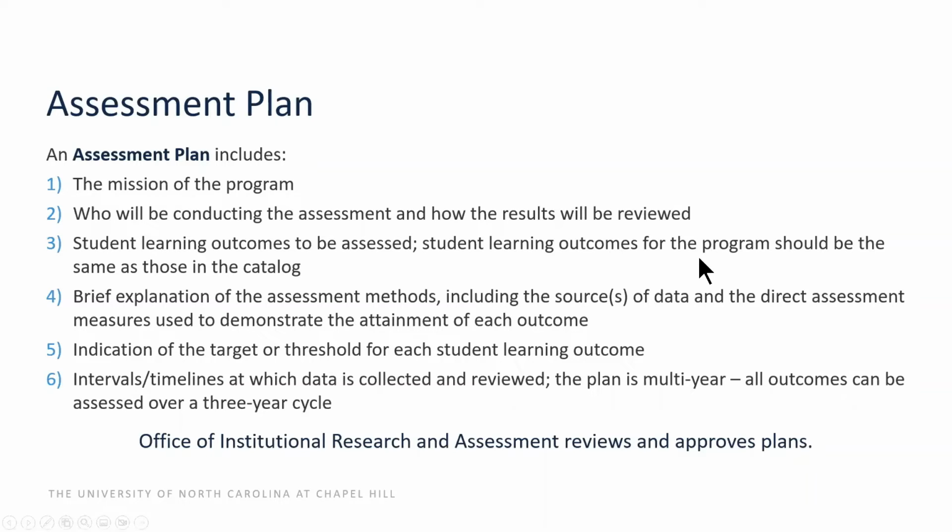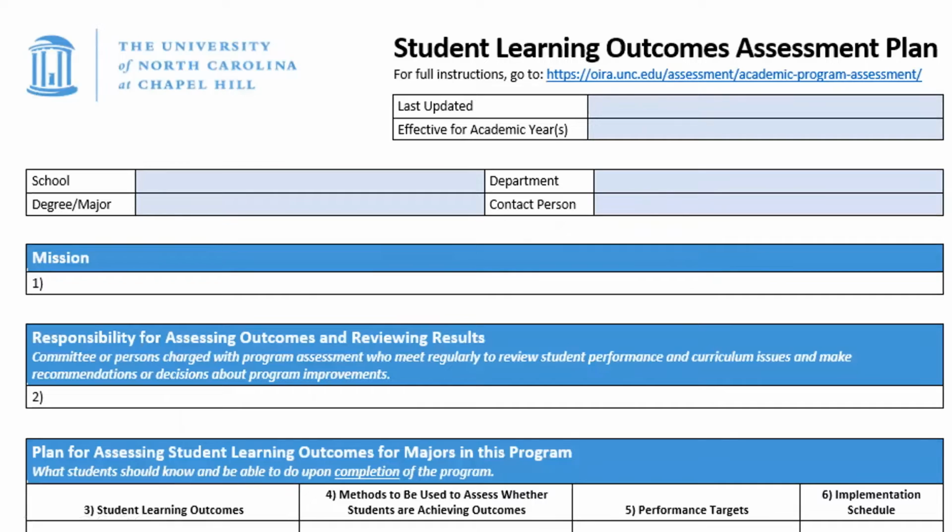So here's an example. Here's the template that's currently being used for student learning outcomes plans. Across the top, you see some basic information about the department, the program, the school, contact people, and so on. But you'll notice these same numbers line up with what was on the previous plan. Item 1 is the mission. Item 2 gets at who has responsibility for assessing outcomes and reviewing the results. And across the bottom, you see item 3, the student learning outcome that's assessed and the method that's going to be used, item 4, performance targets, item 5, and then the implementation schedule.